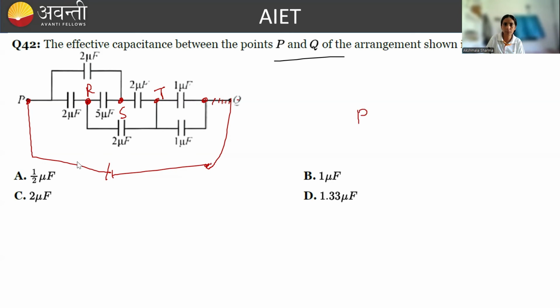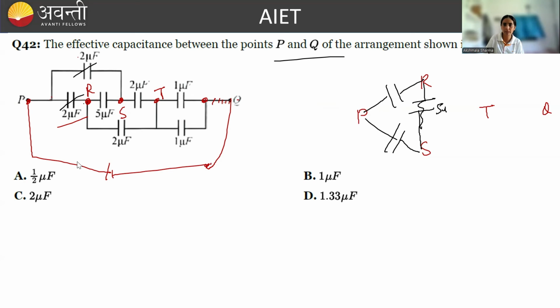So do one thing: P, R, S, T, and Q. Like this I have written. Why did I place them up and down? Because between P and R there is one capacitance, and between P and S also there is one capacitance. So I placed R and S up and down so that we can easily add capacitors. So between P and R, one capacitor. Between P and S, another capacitor. So this is sorted. Now between R and S, one capacitor.